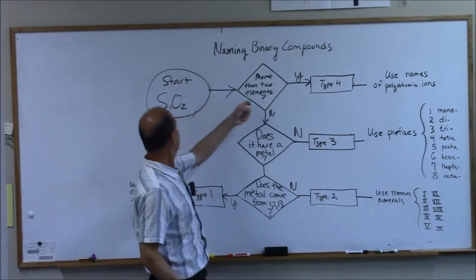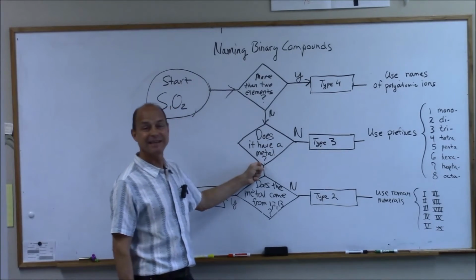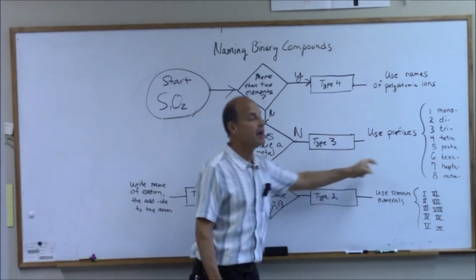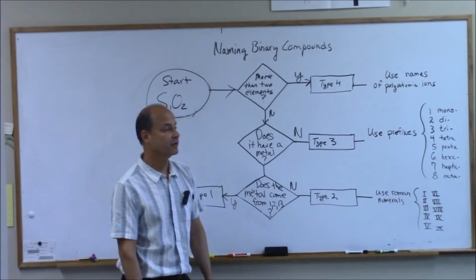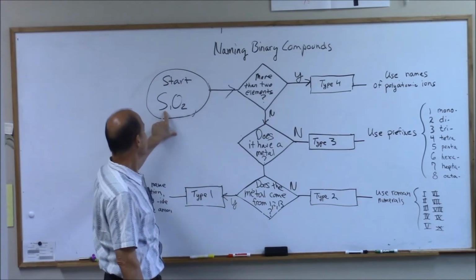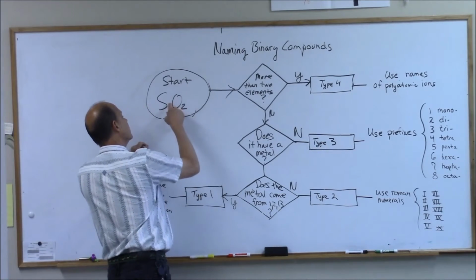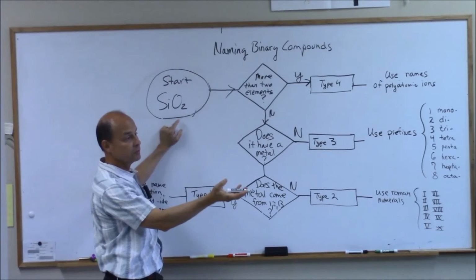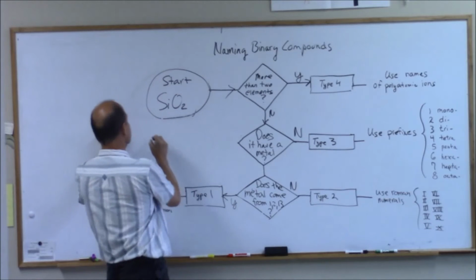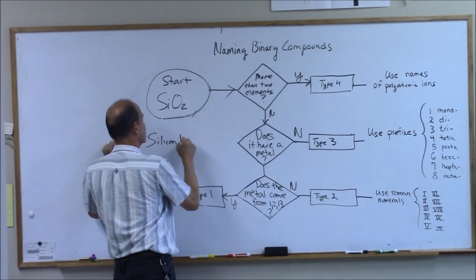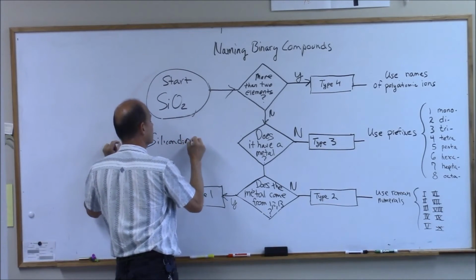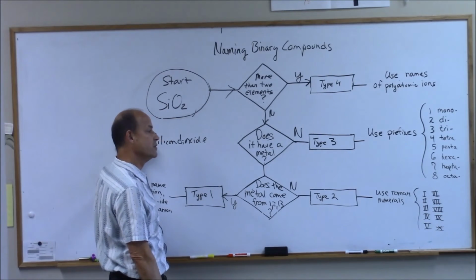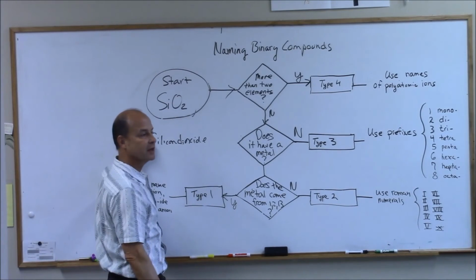SiO2. Is there more than two elements? No. Does it have a metal? Silicon, oxygen, both nonmetals. Type 3, we have to use prefixes. So that's a Si, not a 1. SiO2, so silicon dioxide, correct? Which happens to be sand. Most of the earth is made of stuff like this.